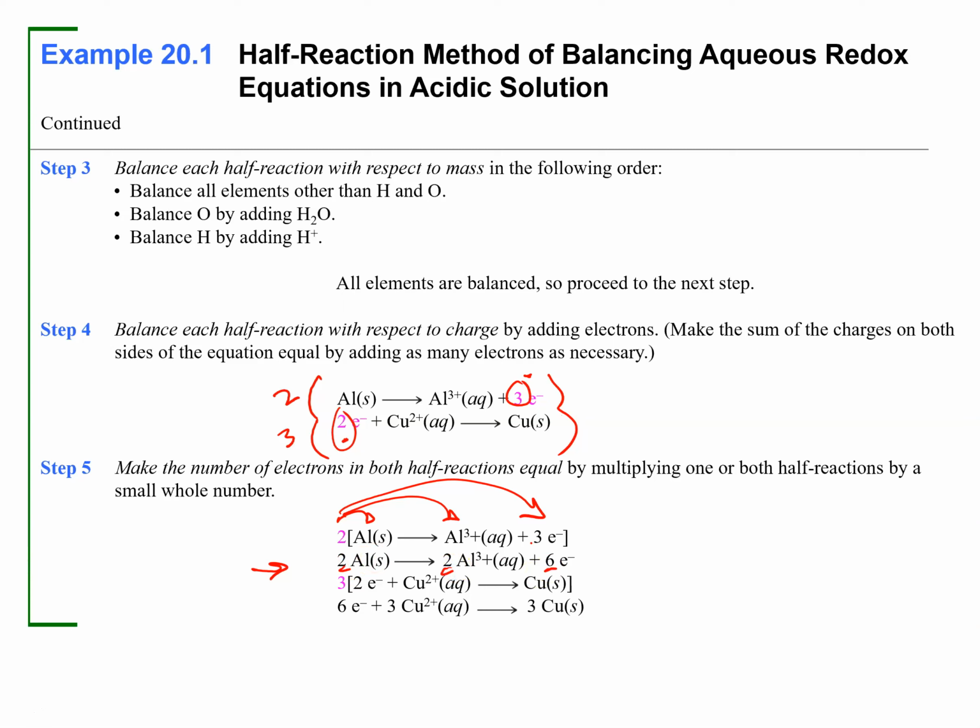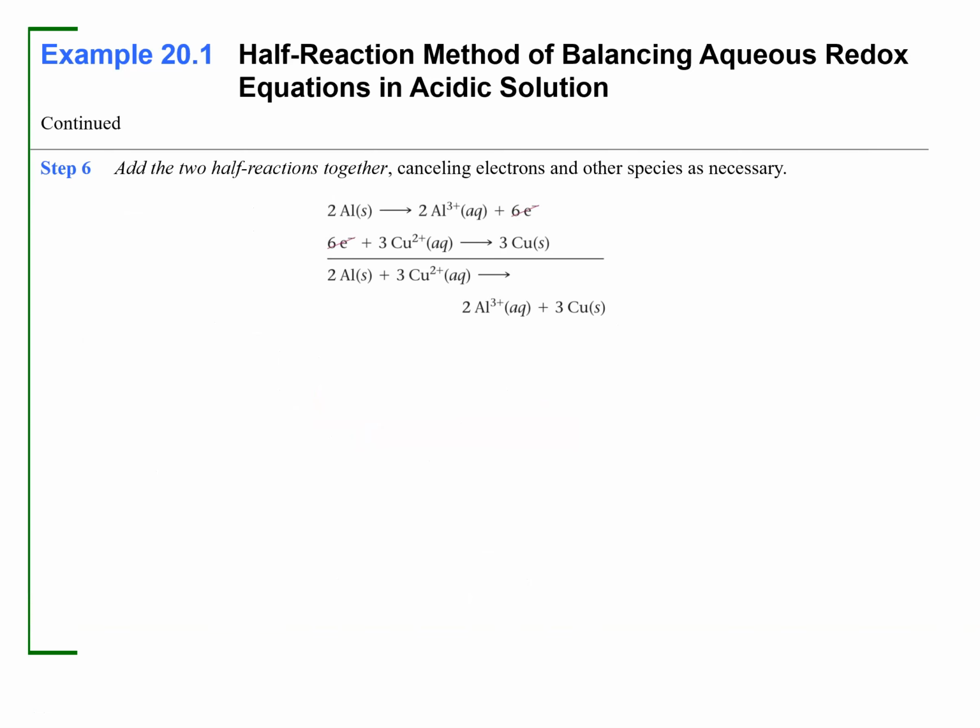And then we do it again for the copper, and we end up with 6 electrons, 3 copper 2 cations, and 3 coppers. Now, we're in a position where we can add everything together, because our masses are balanced, our electrons are balanced, and our charge for the entire reaction is balanced, and we're in a position where things can cancel when we add these back together.